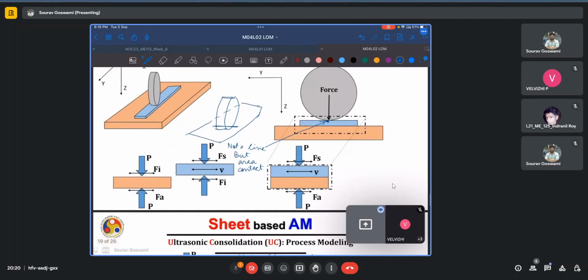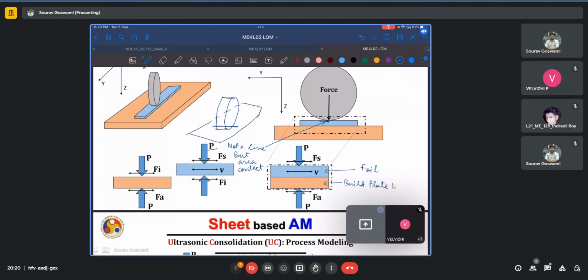So if we isolate this region, which is the build plate, one foil of metal, and look at the forces acting between them. A normal force, which is P, acts on the foil. There is a sonotrode friction force acting along both directions, depending on the direction of oscillation. And there is an interface force acting because of the friction between the foil and the build plate.